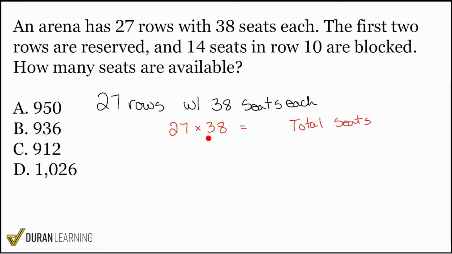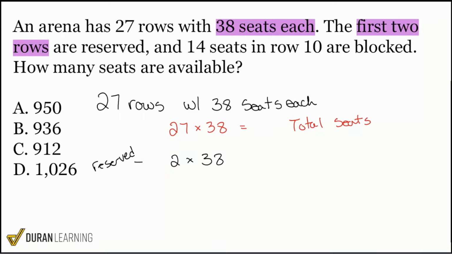The 27 times 38, that will give us the total number of seats. And then what are we taking away, everybody? Well, we are taking away the first 2 rows. What are the first 2 rows? Well, they each have 38 seats. It's 2 rows times 38. So we will subtract, because again, reserved, we will subtract 2 times 38, whatever number that is. Sure, it's 76. I think we can figure that out.